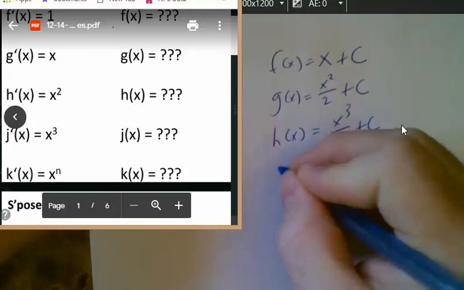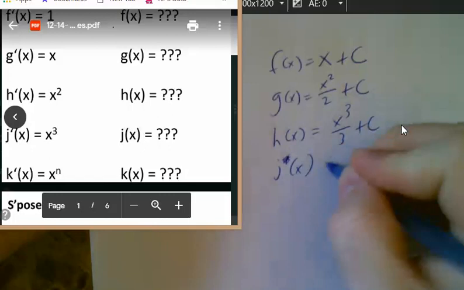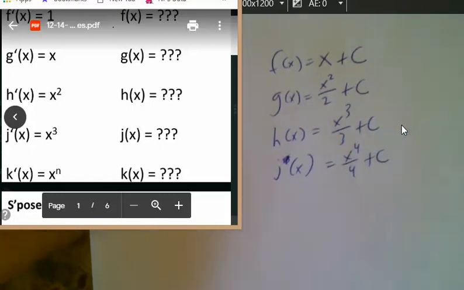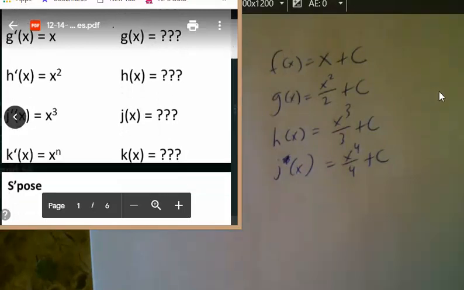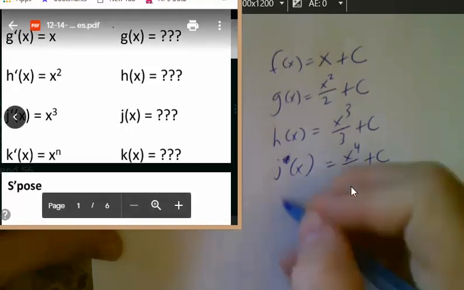No need to stop there. If j prime is x cubed, then our original would be x to the 4th over 4 plus c. And then here's where it gets interesting, trying to come up with the actual pattern. If we started with x to the n as the derivative, what was the original function k of x?